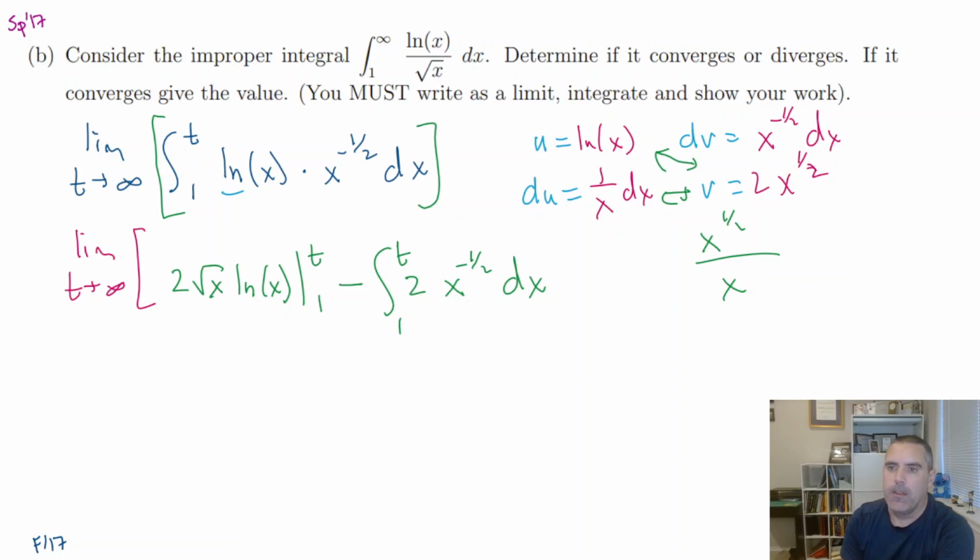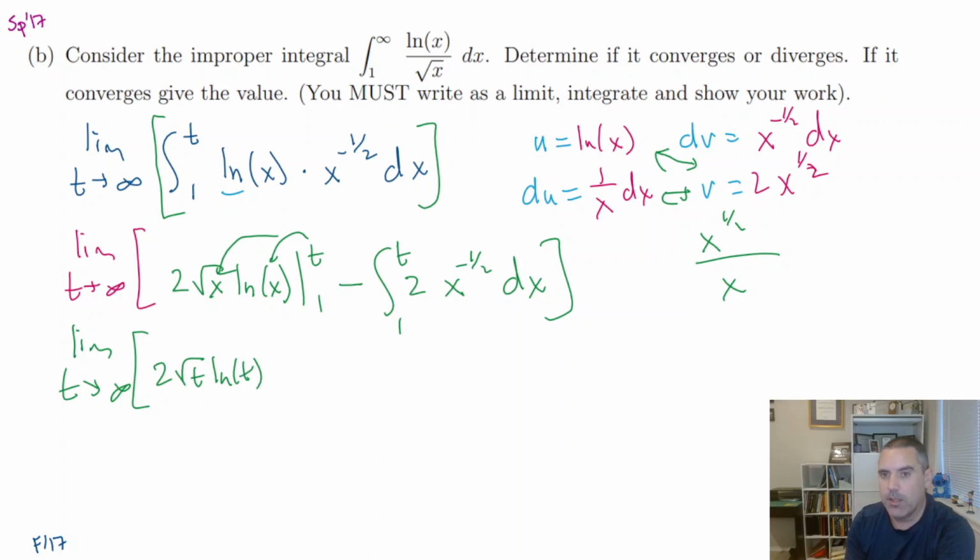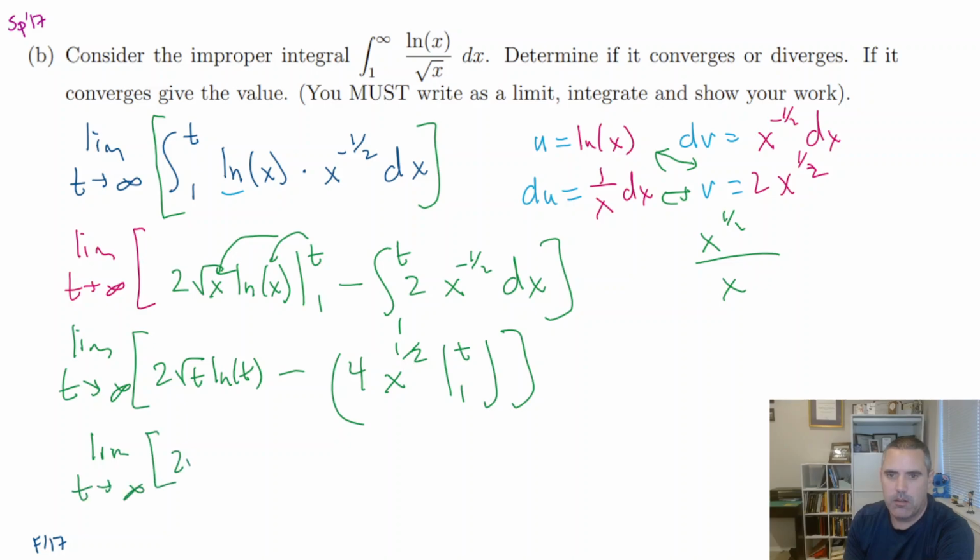I know that because I had x to the 1/2 over x when I smushed those together. Anyways, okay, so then we evaluate, plug in a t, plug in a 1. We have the limit as t goes to infinity of 2 square root of t log of t minus 0, because log of 1 is 0, minus, this is going to become 4x to the 1/2 from 1 to t. And that's going to be the limit as t goes to infinity of 2 square root of t log of t minus 4 square root of t minus 4.